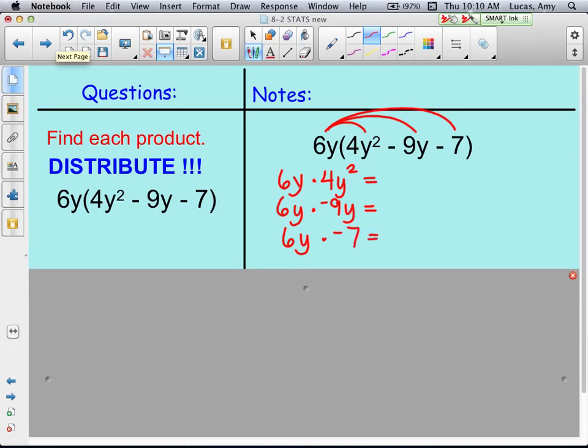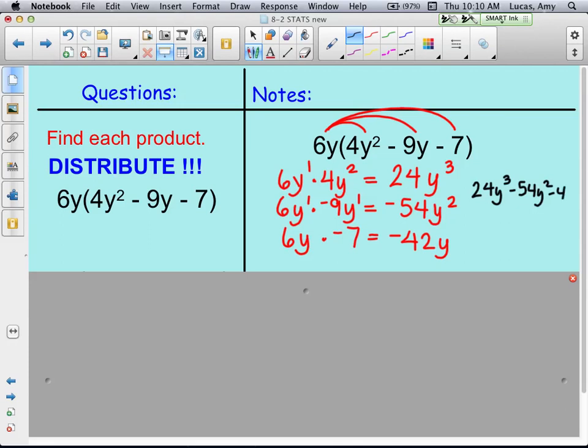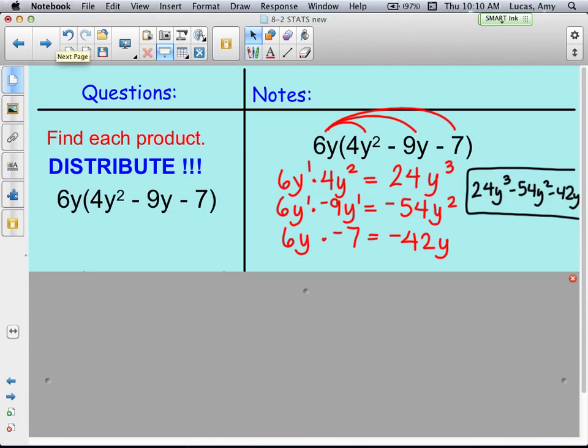Multiplying the first two together, 6y and 4y squared. Remember, 6 times 4 is 24. And y times y squared is y to the third power, because y means y to the first power, and when we're multiplying with the same variable as our base, we can add together our exponents. The next one, 6 times negative 9 is negative 54, and then y to the first times y to the first would be y to the second. And last, 6y times negative 7 is negative 42y. So if I put these together to get my answer, it would be 24y to the third minus 54y squared minus 42y. Remember, put your answer in standard form, so that means the term with the highest exponent down to the lowest.